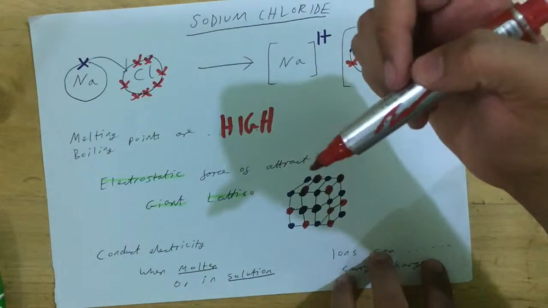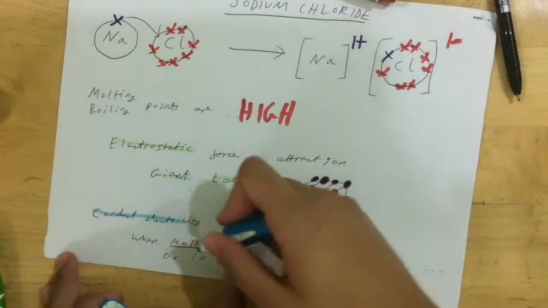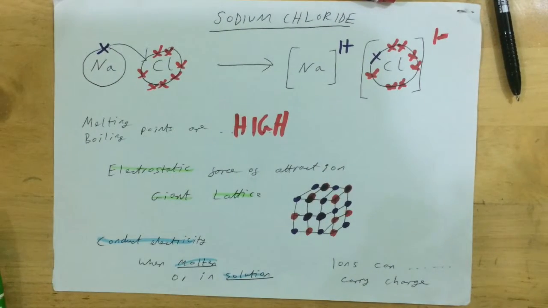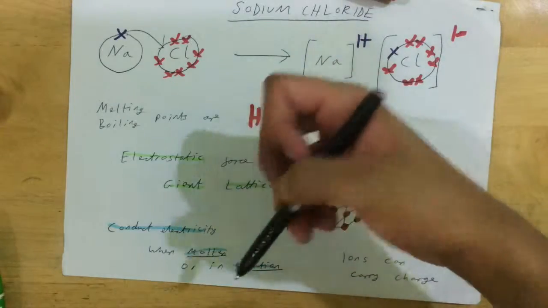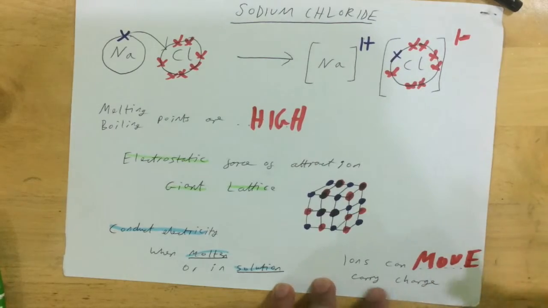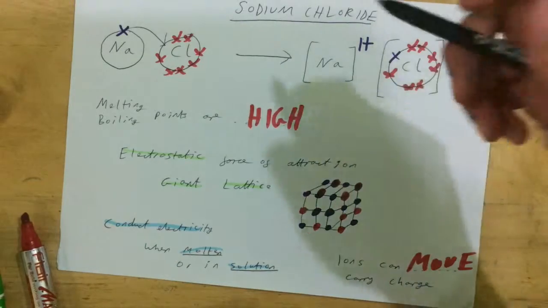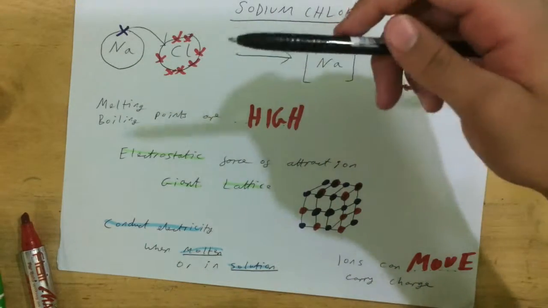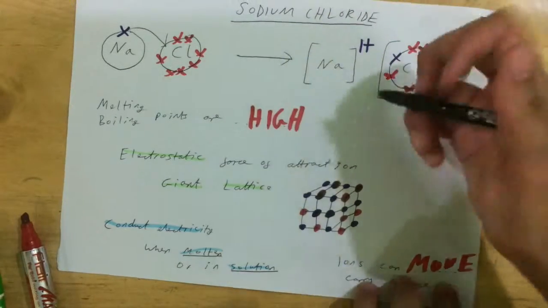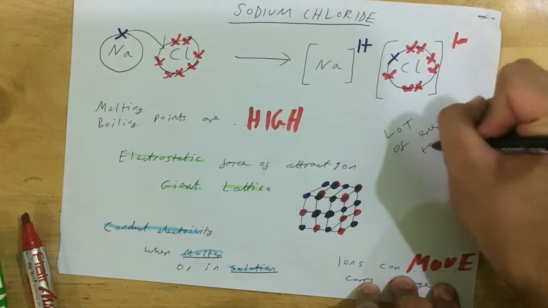The thing about ionic compounds is they can conduct electricity, but only when they are molten, so in their liquid form, or in solution, dissolved in water. And this is because when they are molten or in solution, the ions can move. And so they can carry that charge, which allows electricity to be conducted. So the melting and boiling points, we said, are high. And this is because the electrostatic forces of attraction are strong, which require a lot of energy to overcome.